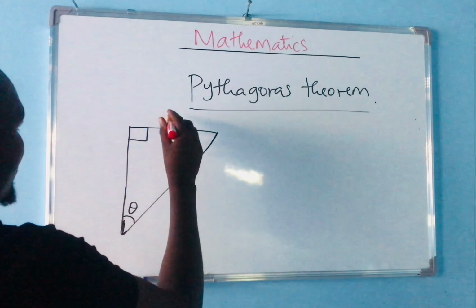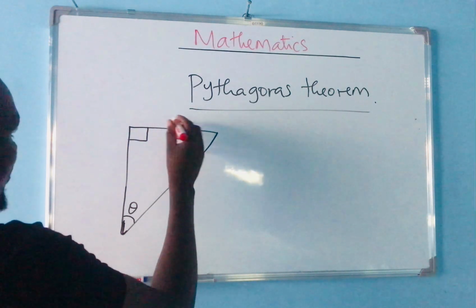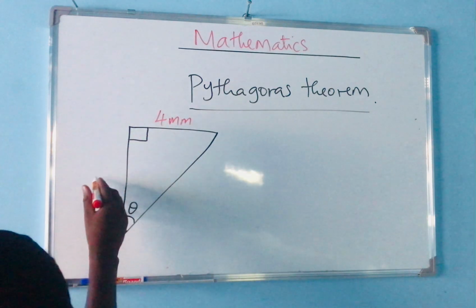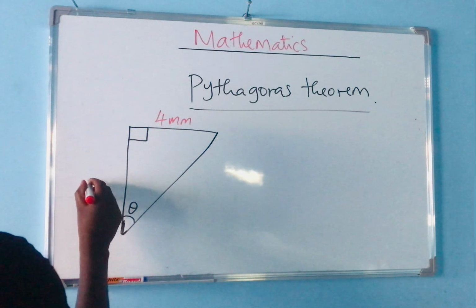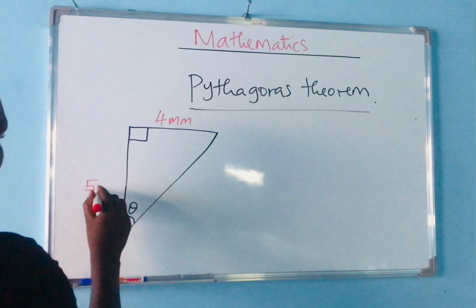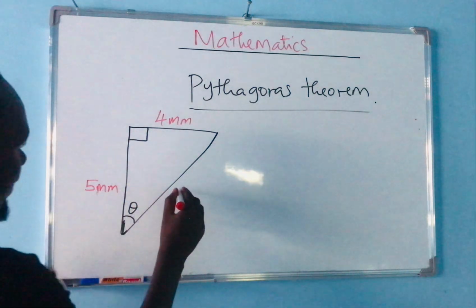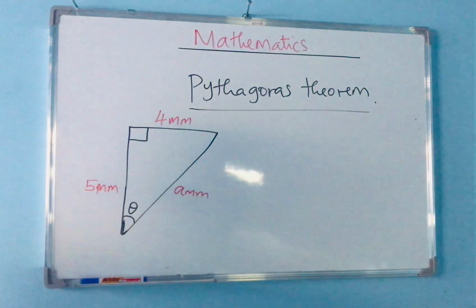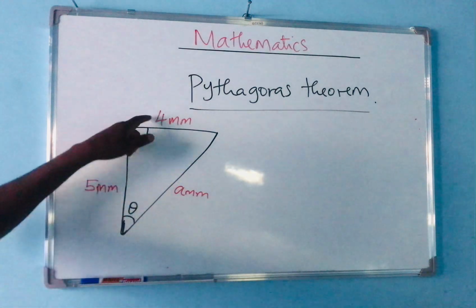We're given these sides. Let's say I'm given this side to be 4 millimeters, and then this side you're given as maybe 5 millimeters. Then we're trying to find this one, A millimeters. We're trying to find what A is. So we've been given this side, and this side.